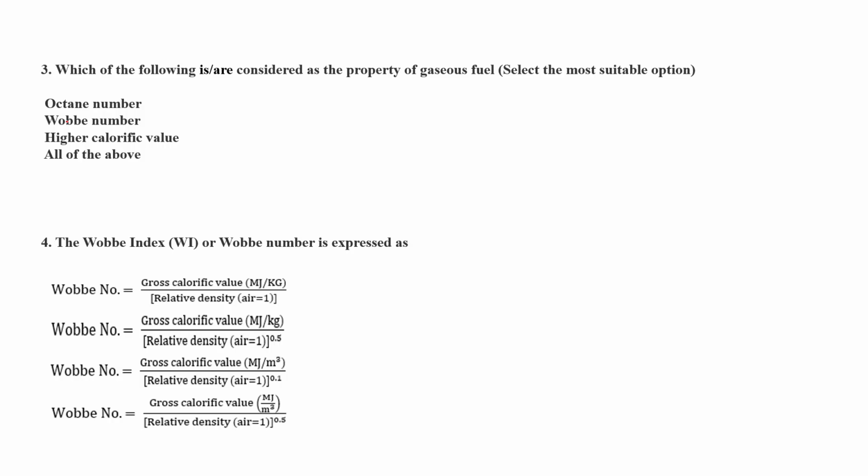The next question: which of the following is or are considered as the property of gaseous fuel? The options are octane number, Wobbe number, higher calorific value, and all of the above. As we have talked, octane number is also required here; it is a property of gaseous fuel, and it tells the anti-knocking property of the fuel. The Wobbe number tells us the amount of heat released by a gaseous fuel per unit volume of the gaseous fuel. And the calorific value tells us about the heating value of our fuel. So all these three are properties of gaseous fuel.